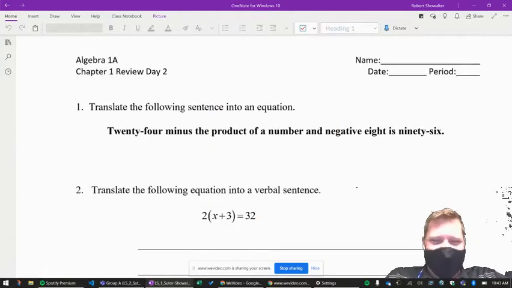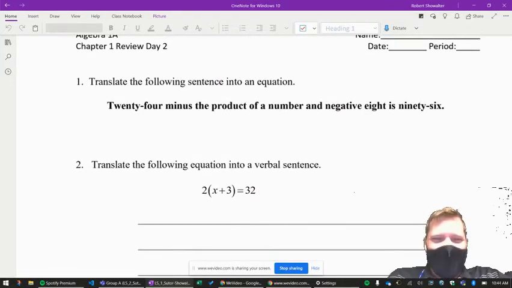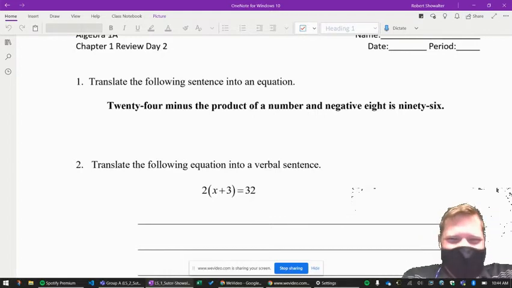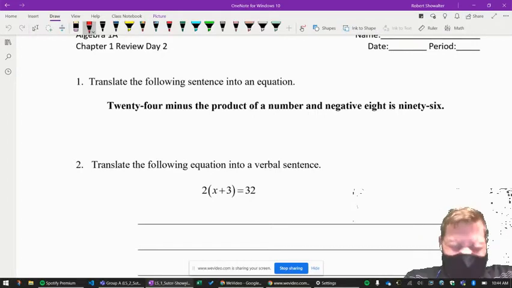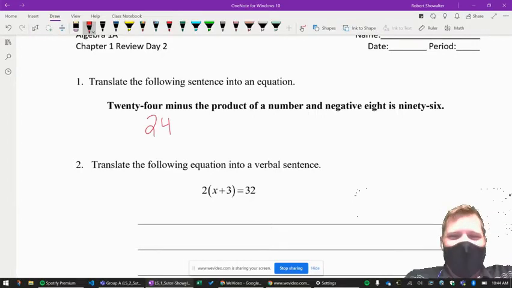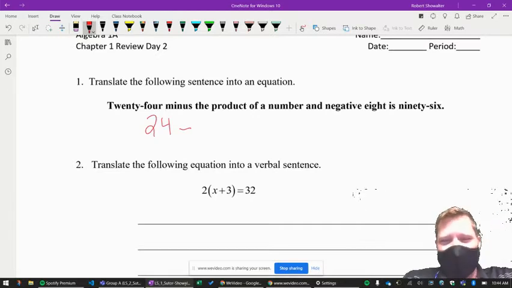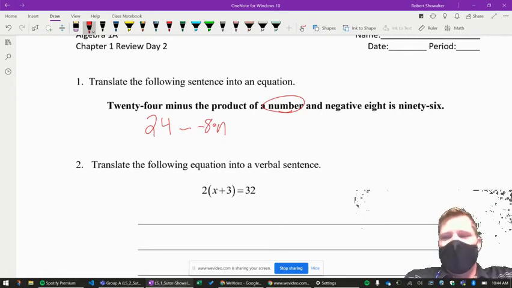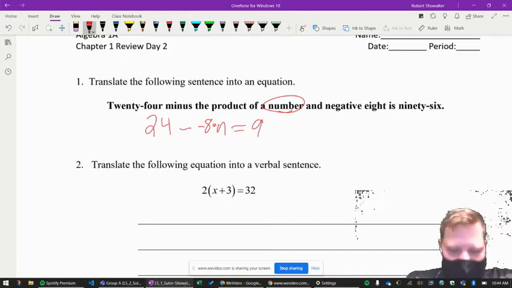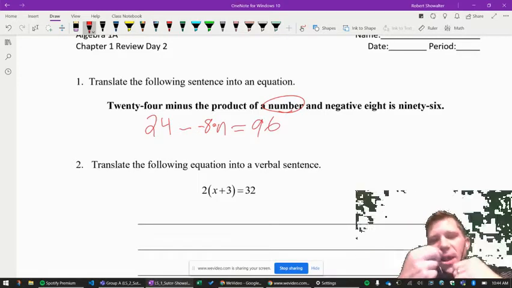Translate the following sentence into an equation. 24 minus the product of a number and negative 8 is 96. 24 minus the product of a number, so a number n, the product is times negative 8, so negative 8, is 96.